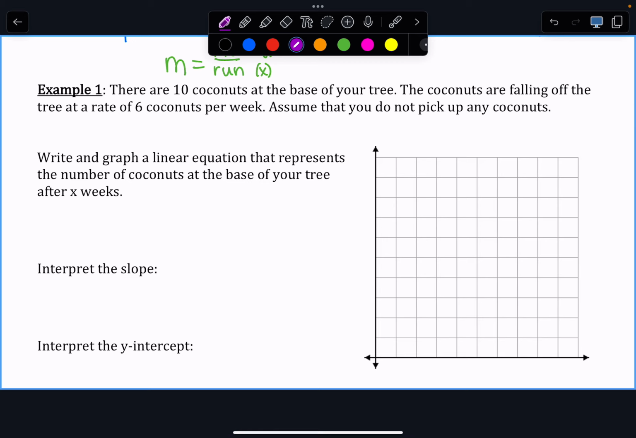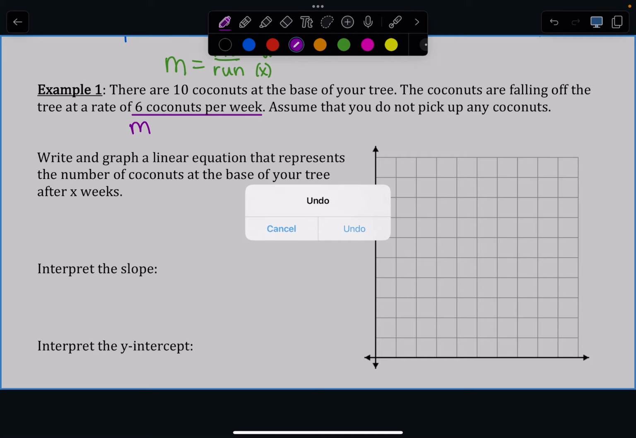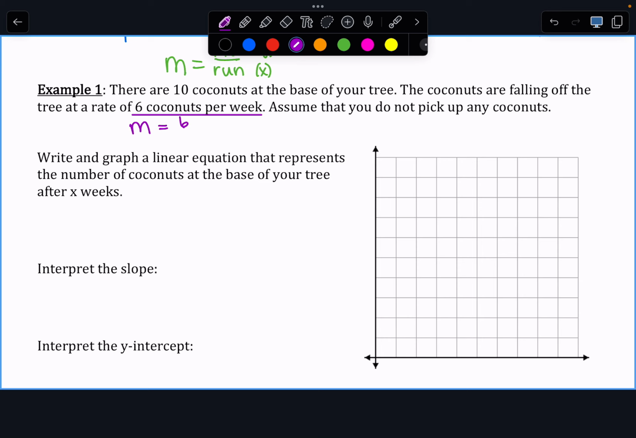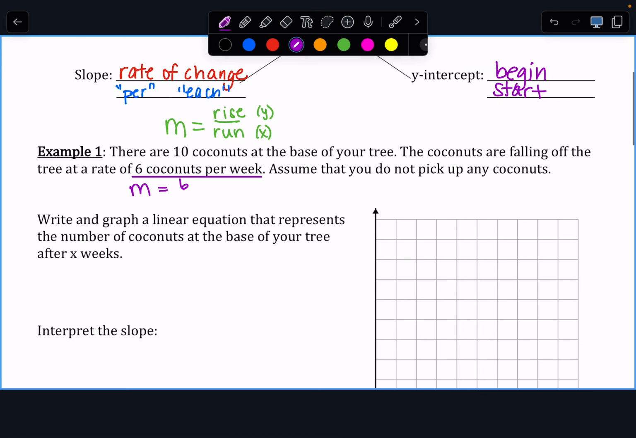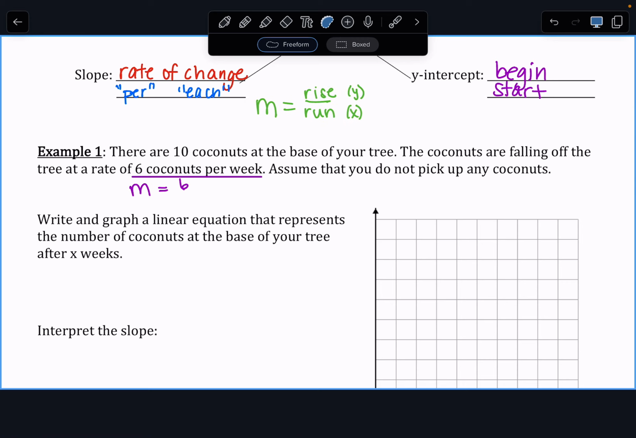Okay. So let's talk about the slope. Do you see the word per, P-E-R, or the word each? You're saying yes. Where's the word per? Do you see 6 coconuts per week? I want you to write an M. Our slope is 6. Okay. Do you see another number? Okay. You see 10, right? Is 10 representing how many coconuts we begin with? Okay. So B equals 10.